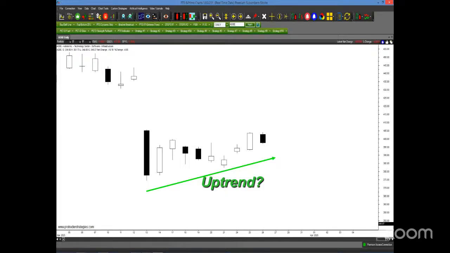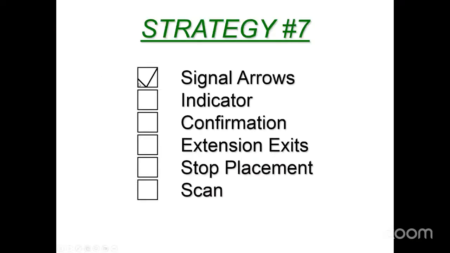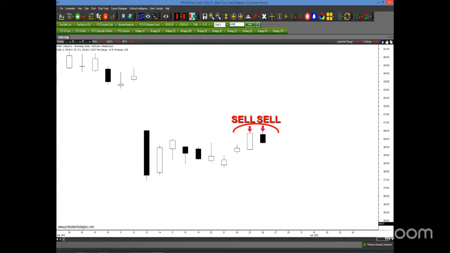So here's what we suggest to our students. First thing you do on our platform, it's as simple as this: click on strategy number 7. In the drop-down menu, click on signal arrow, and it will tell you if there is a signal generated. And actually, there were 2.